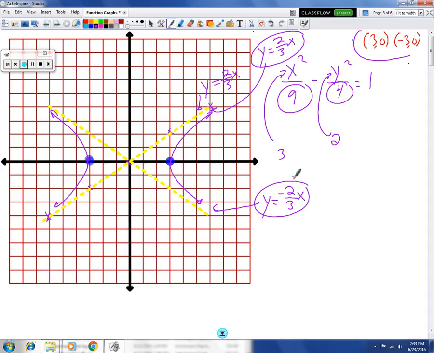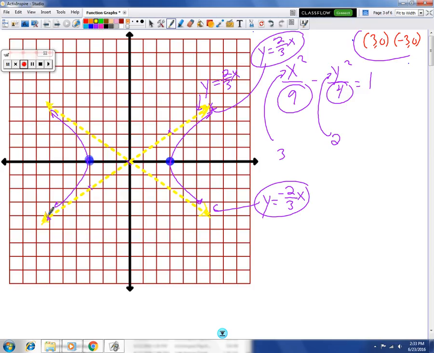I really should have put arrows at the end of these lines. I'll just try to draw them in. That should have had an arrow. Asymptotes go on forever, so I should have had arrows at both ends. So I'll put them there.